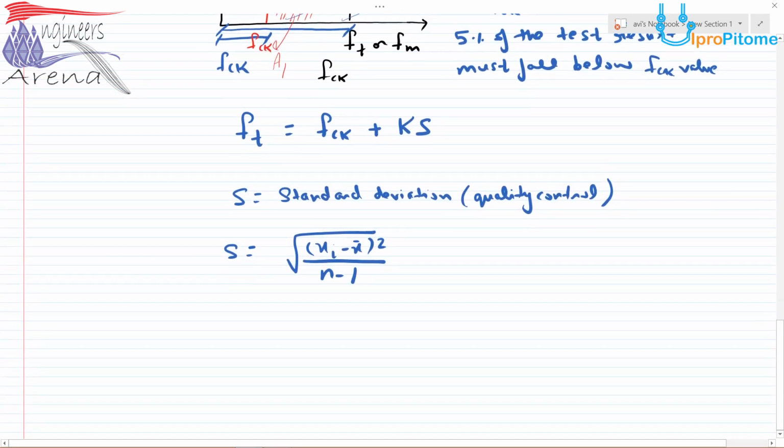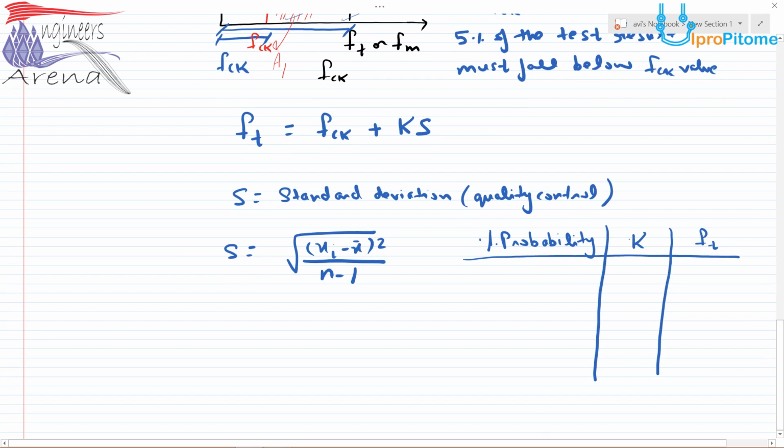Now, for a certain value of percentage probability, the value of k has been defined, and thereafter we will be calculating ft. First, if you imagine that percentage probability is 0, then k will be infinite and the value of ft will not be defined. These are certain standard percentages which we are taking.